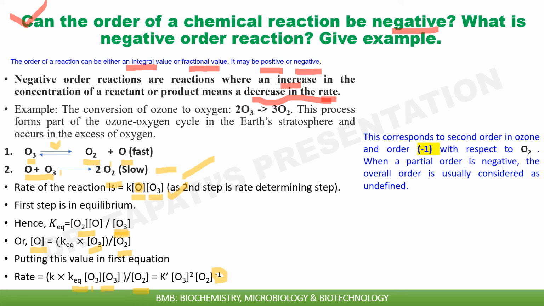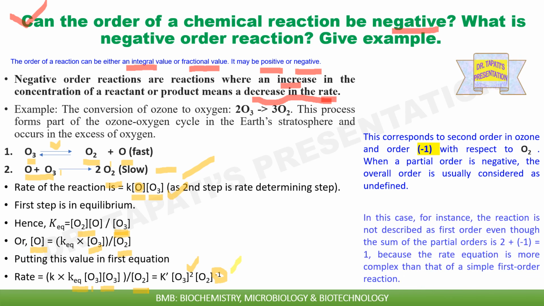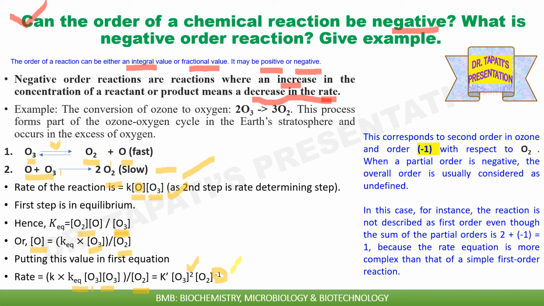This corresponds to second order in ozone because power of ozone is 2, and minus 1 with respect to the O2 concentration. When a partial order is negative, the overall order is usually considered as undefined, because in this case, for instance, the reaction is not described as first order even though the sum of the partial orders is 2 plus minus 1, that is equal to 1.